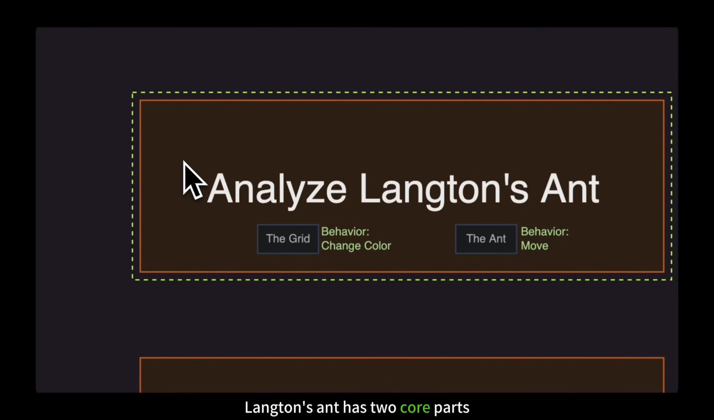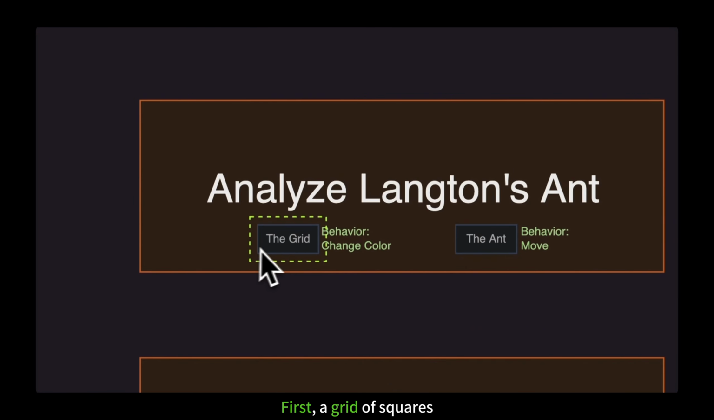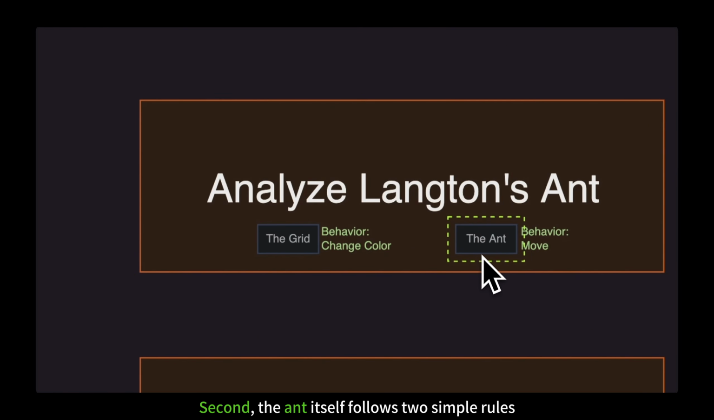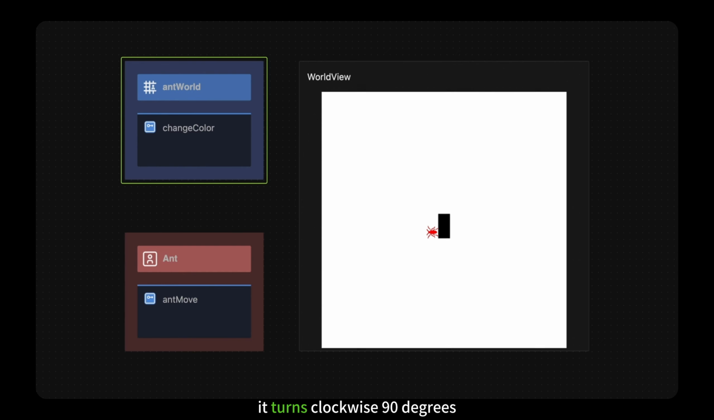Langton's ant has 2 core parts. First, a grid of squares, where each square changes color based on the ant. Second, the ant itself follows 2 simple rules. At a white square, it turns clockwise 90 degrees, flips the square to black, and moves forward 1 unit. At a black square, it turns counterclockwise 90 degrees, flips the square to white, and moves forward 1 unit.